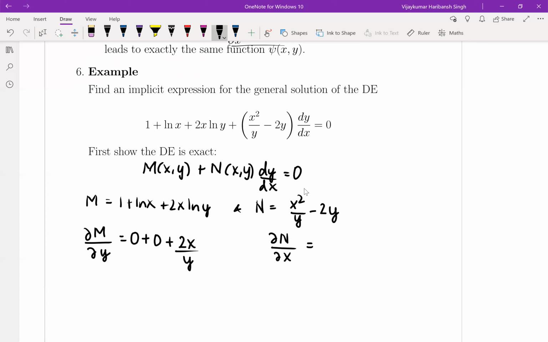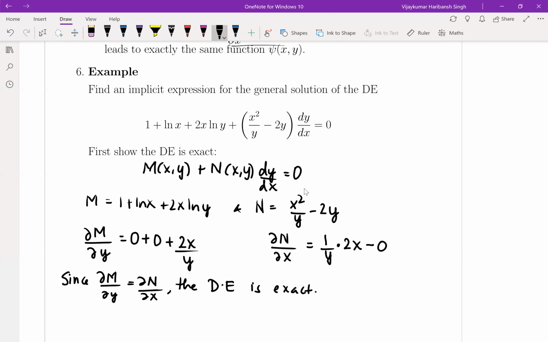Here, the partial derivative with respect to x. So 1 by y is a constant in the first part, and the derivative of x squared is 2x, and minus 2y, the derivative with respect to x is 0. So you can clearly see that the partial derivative of M with respect to y is equal to the partial derivative of N with respect to x. So since these are equal, the differential equation is exact.